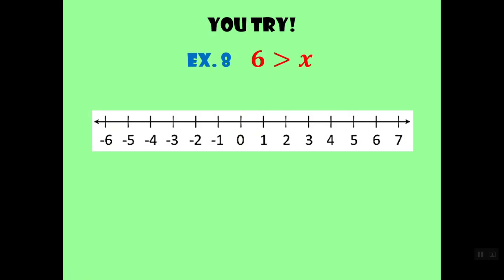All right, you try number 6. The first thing I do is rewrite it mirror image, so I find it easier that way. X is less than 6, so we're going to have an open circle at 6 and everything to the left of that.